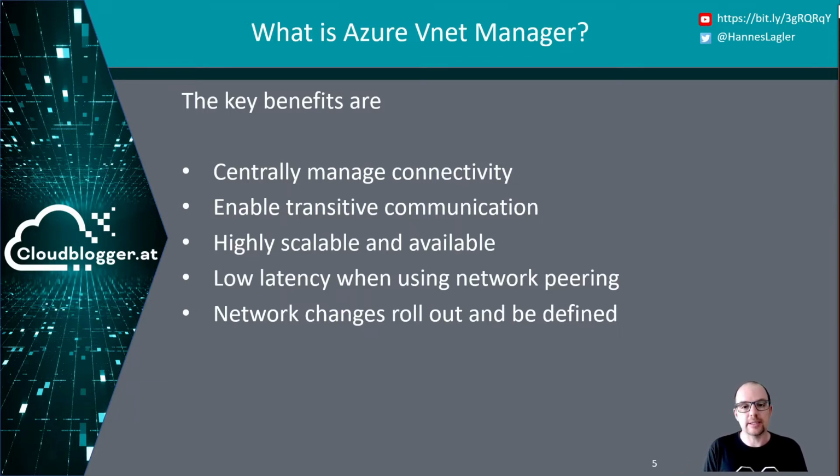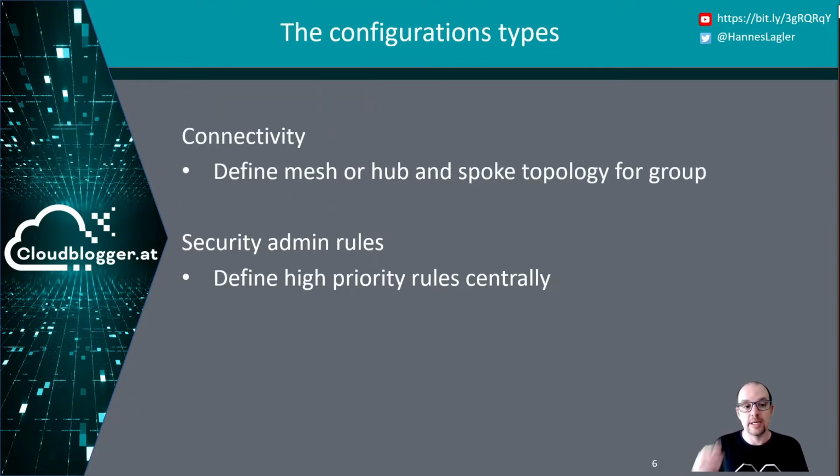So let's go ahead and talk about the configuration types. We have two configuration types in place. The first one is connectivity. With this, you can define a mesh or a hub and spoke technology for your group. A group represents your networks. So you can define a group based on static members or based on dynamic members. We will also see this in the live demo.